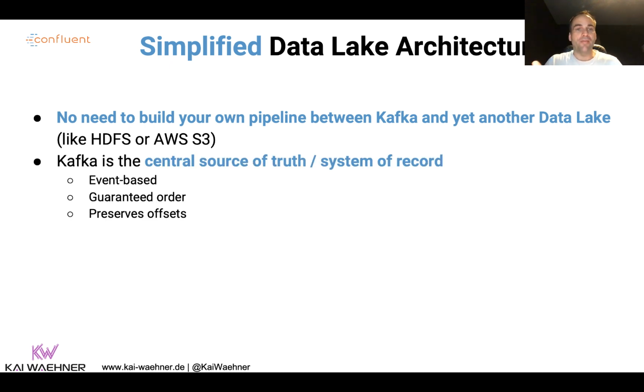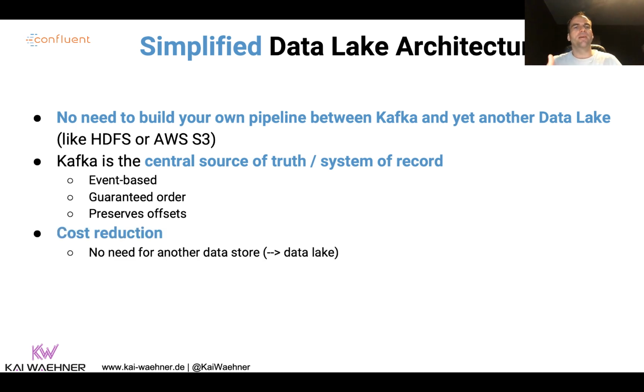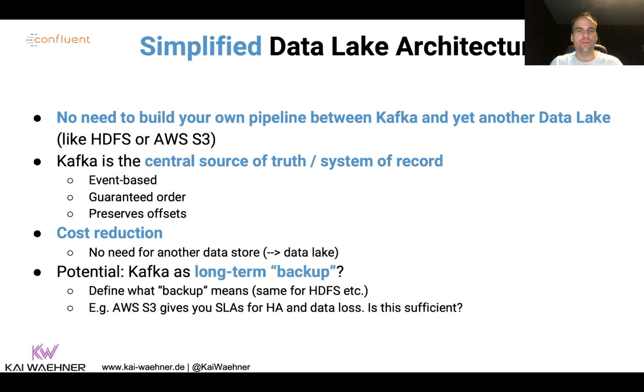Kafka has the great advantage of being event-based with guaranteed order, and it's preserving the offset, so you really can reprocess the data and consume it again from where you stopped before, or simply consume the data from scratch again, or just for a specific time frame. And so instead of having two data stores in the end, you can have just one with a simplified architecture.